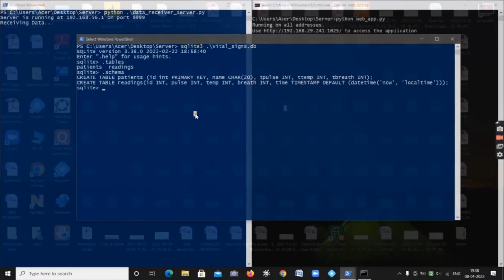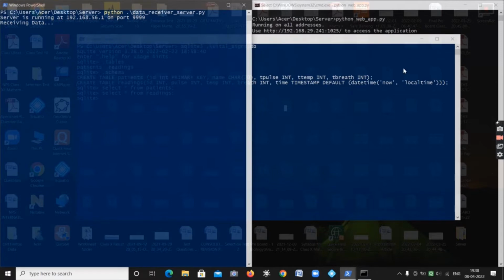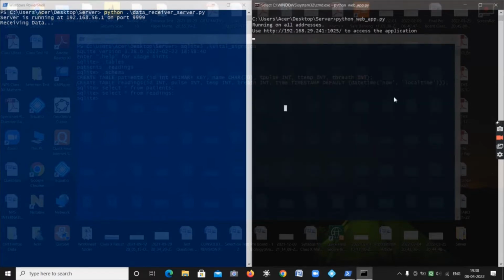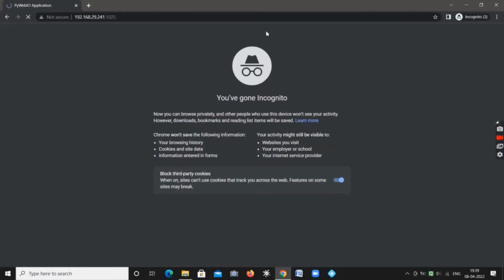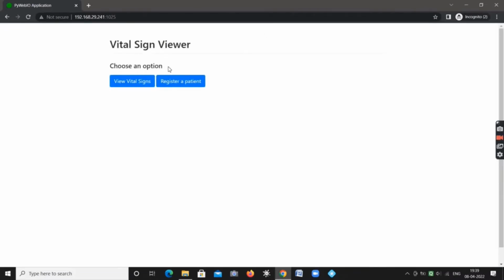This shows the details of the database. We have two tables, the patients and readings, and this is the schema of those tables. Now moving ahead, these two panes represent the web application and the data receiver. Now we'll copy this link and paste it in our web browser. So as you can see, our vital sign viewer is opened here.